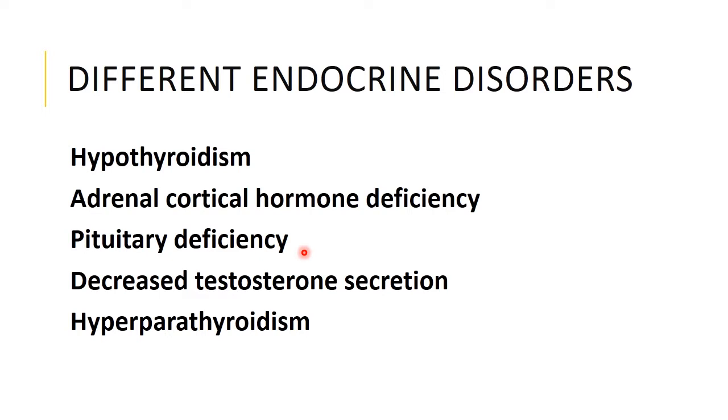So if the pituitary gland is not working fine, it also leads to the deficiency of either the hormones or the stimulating factors. The fourth type of endocrine disorder is decreased testosterone secretion. It is one of the androgens, the male sex hormone, which is released by the Leydig cells of the testes. This condition also will result in anemia. Hyperparathyroidism is one type of endocrine disorder where there is increased parathyroid hormone secretion. All these endocrine disorders will result in anemia.